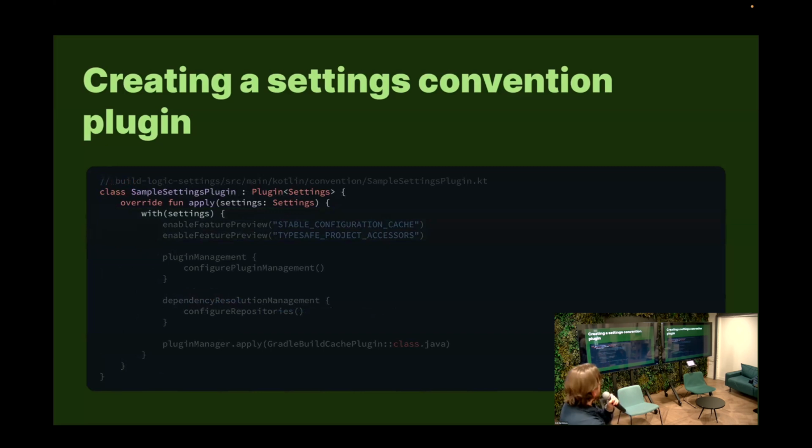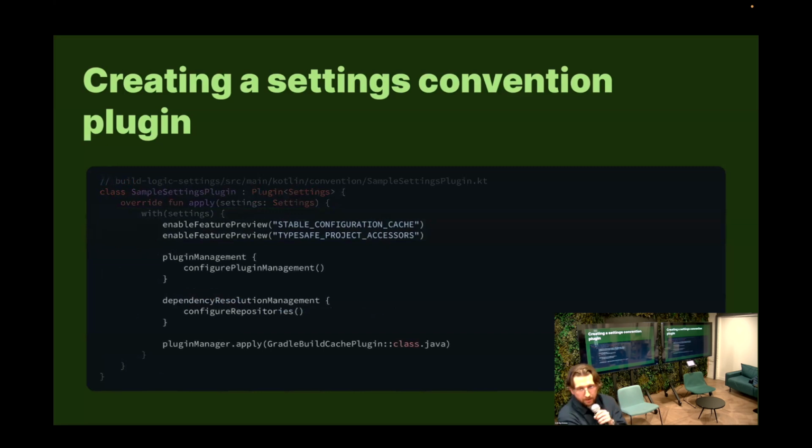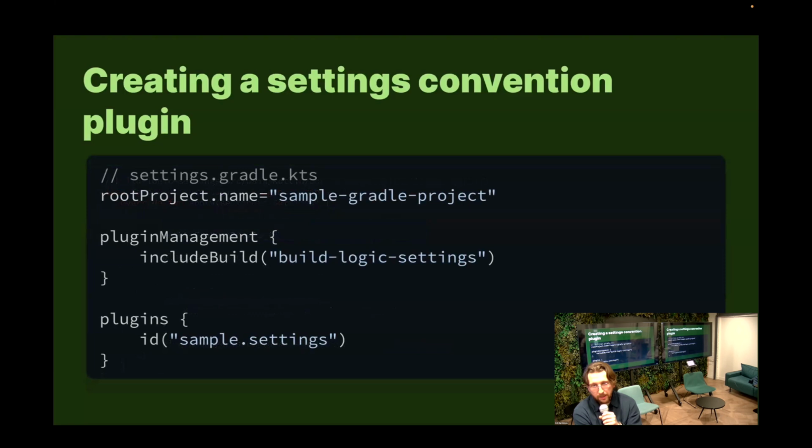And now we created our own settings convention plugin. Applying it is pretty much the same as well. The only difference is that you need to add the included build, the composite build declaration, in the plugin management block. So when you call the plugins block with your sample settings convention plugin, it knows that it can get it from the plugin management class path, the dependency we just created.